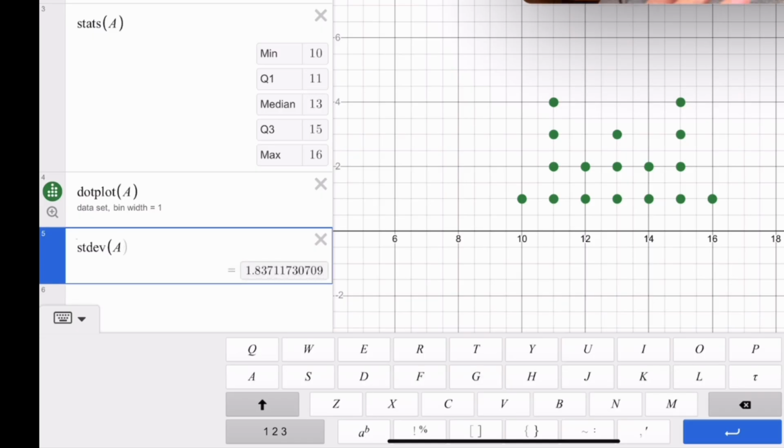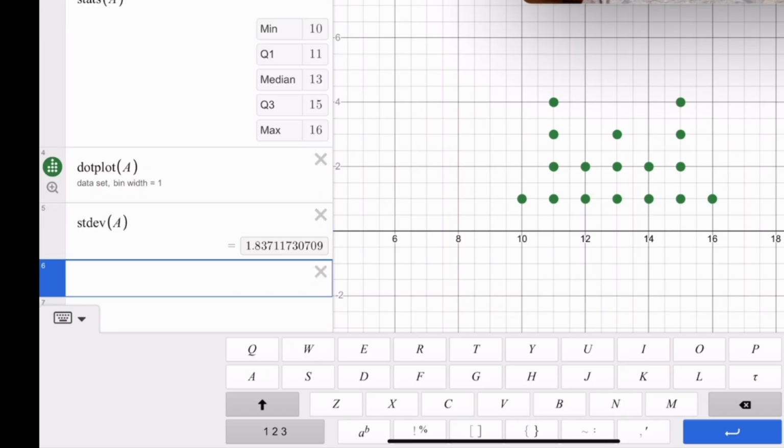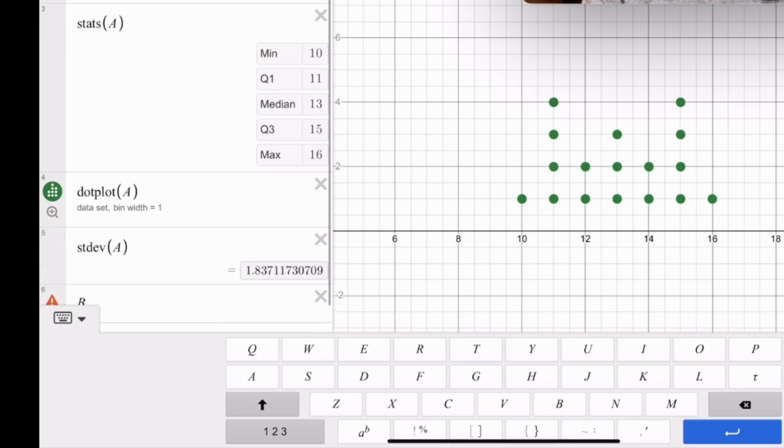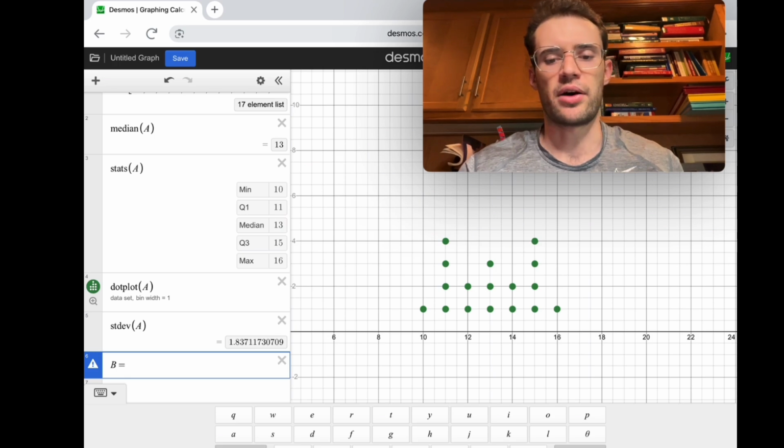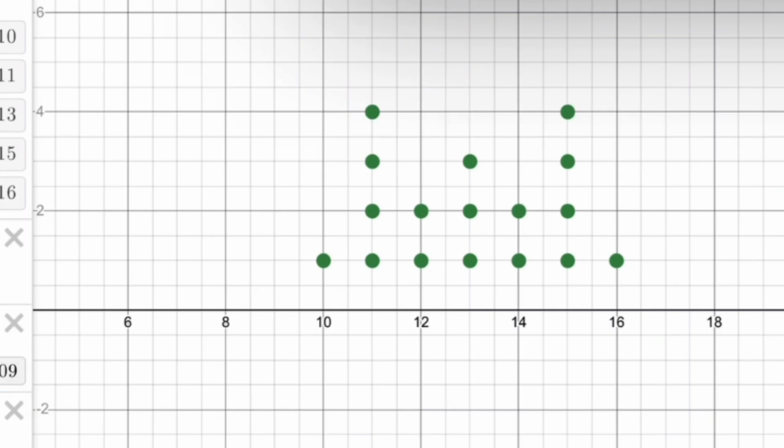So stdev of A gives you 1.83711. Now, that doesn't really give us much information. We're using it more just to compare it to list B. So now I'll just type in B, and B was very similar. Again, we already know that B is going to be a higher standard deviation because it's more spread out. Like the dots, you would just be moving this dot here and this dot here.